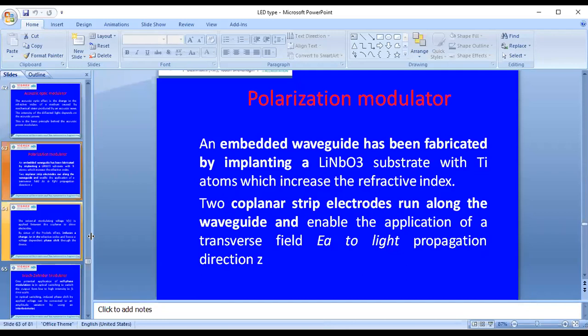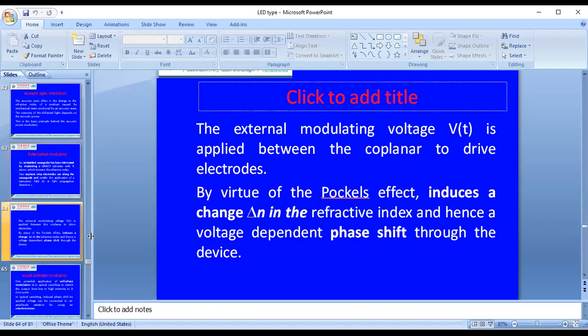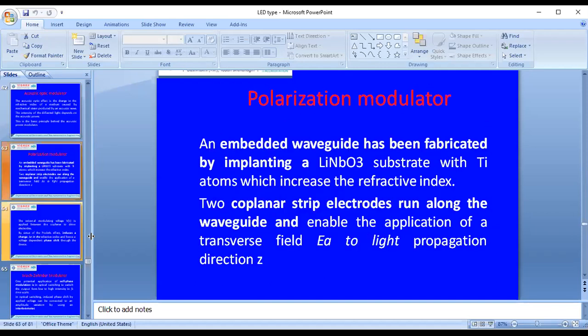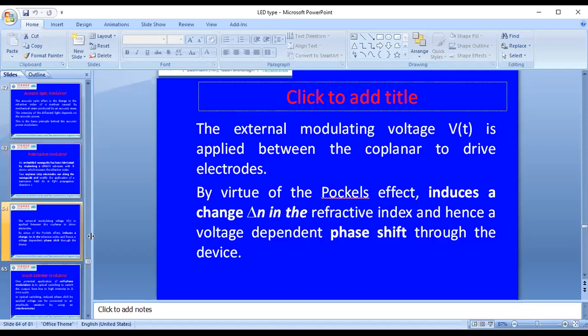Okay, so two coplanar strip electrodes are run along the waveguide, and they enable the application of the transverse field, applying the transverse field as E_a to the light propagating in the Z direction. By applying that, we can observe the polarization changes. Okay, here we can observe two coplanar strip electrodes placed in an electric field, then automatically the polarization changes, which is taken as a polarization modulator.